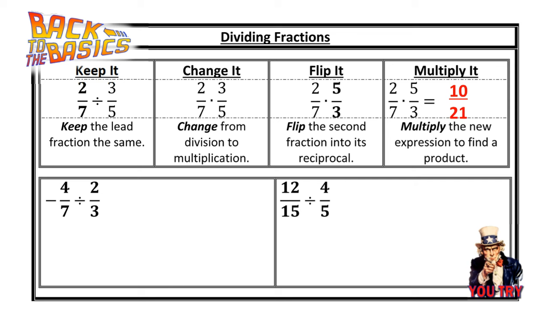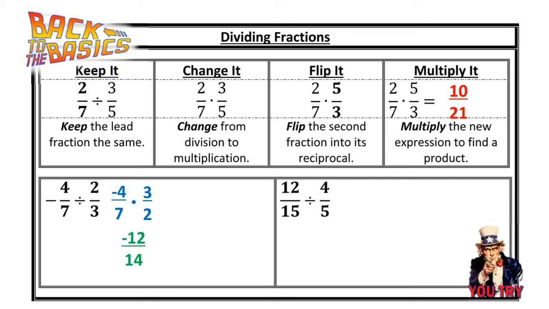Let's try this example here. -4/7 divided by 2/3. Keep it. I'm going to keep -4/7. Remember, put the negative in the numerator. That way you know exactly where it goes and how that negative is going to affect the problem. Change it to multiplication. Flip it. The reciprocal of 2/3 is 3/2. Now we just multiply it.